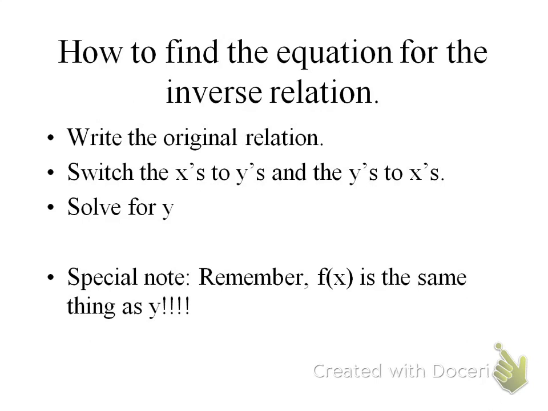Today your homework is going to be divided up in a few different sections. One of the sections looks like this. It says that you need to find the equation for the inverse relation. When you're finding the equation for the inverse, these are the steps you're going to follow. You write out the original equation or the original relation. You switch all the x's to y's and all the y's to x's. Then you solve for y.